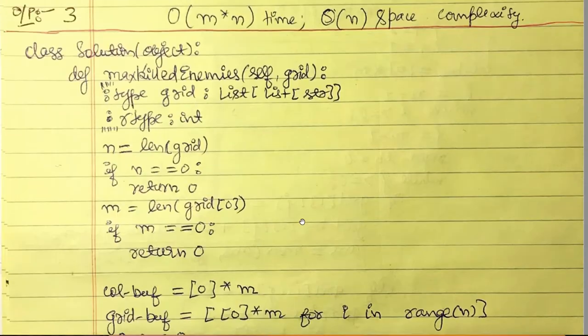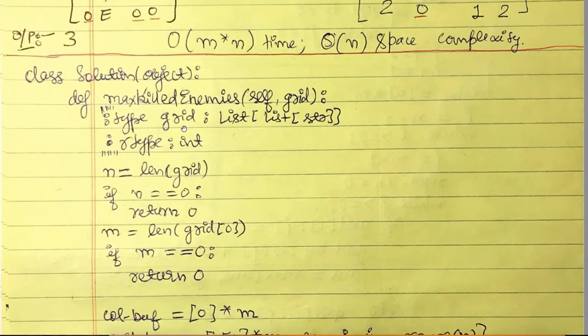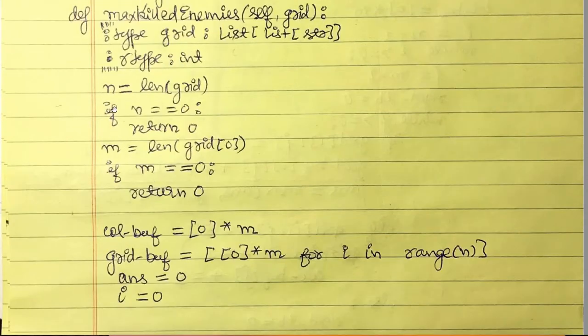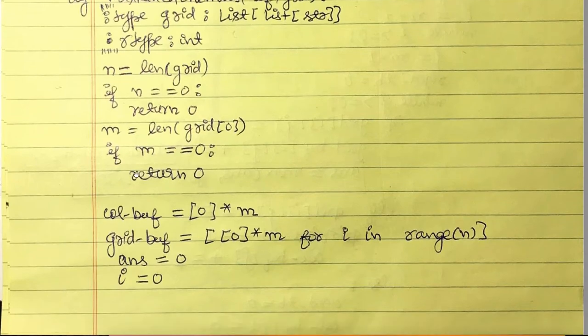Now we just code whatever we did. So we have max killed enemies, self, grid. So grid is basically a 2D list or grid of strings, and n is the number of rows, so it's the length of grid, and if the number of rows is 0, we return 0. And m is the number of columns, this is length of grid[0], and if m is equal to 0, then return 0.